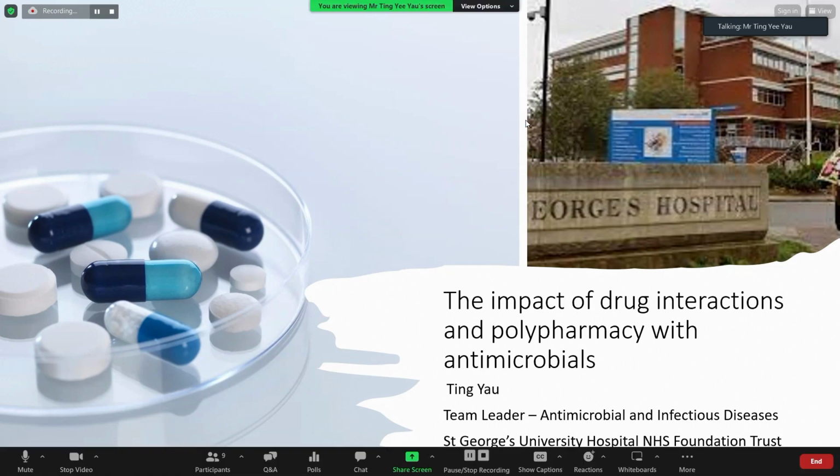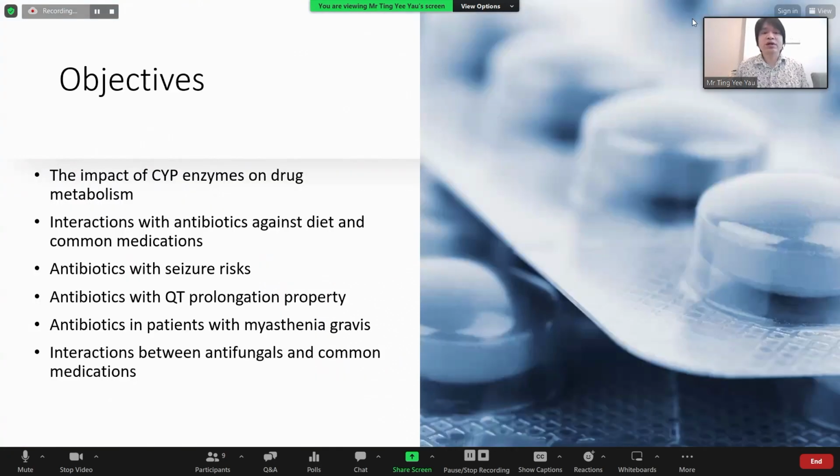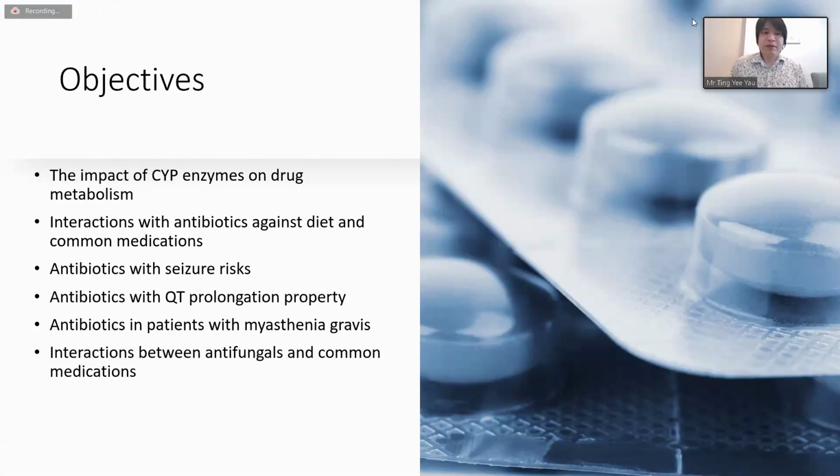Today, I'm going to go through the impact of drug interaction and polypharmacy with antimicrobials. I'm going to go through some impact of the CYP enzyme on drug metabolism today and go through some common drug interactions with antibiotics against the diet and common medication. Some discussion about the seizure risk and QT prolongation with antibiotics. Also, what antibiotics we should avoid in myasthenia gravis. Also, some interaction between antifungals and some common medications.